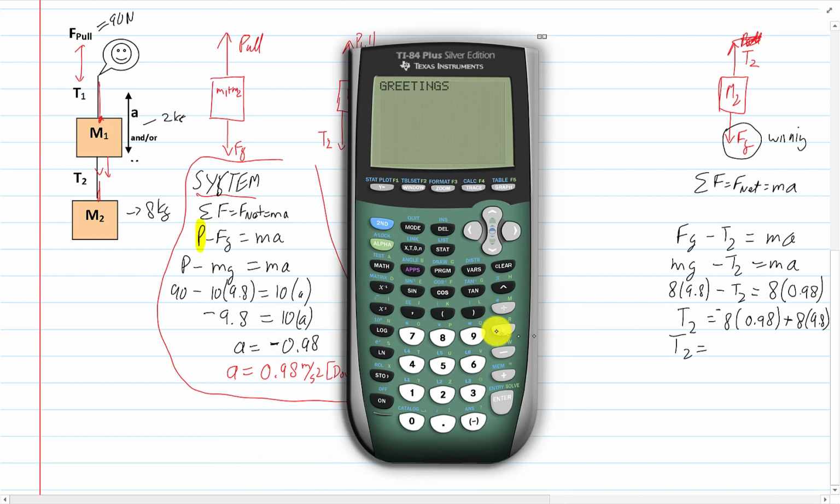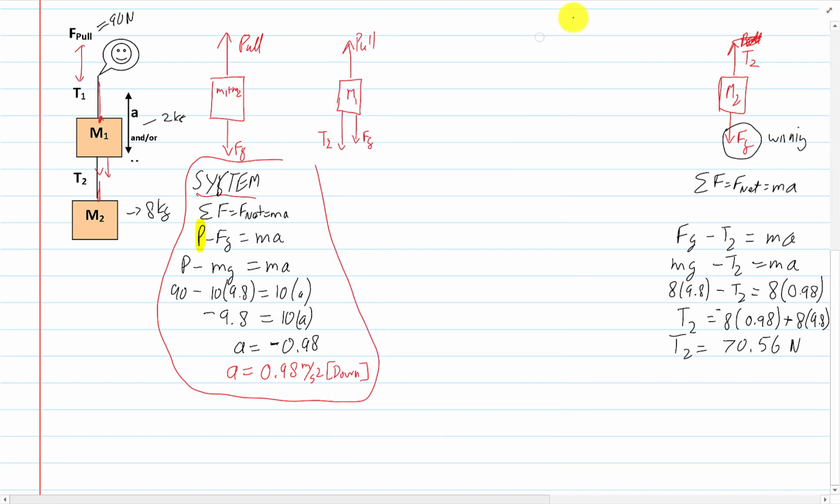So we'll go 8 times 9.8, 78.4. Subtract 8 times 0.98, which will be 70.56 newtons is the tension force. You got it.